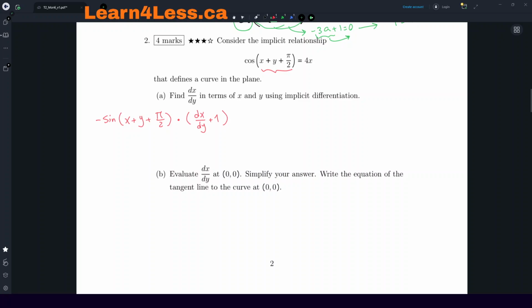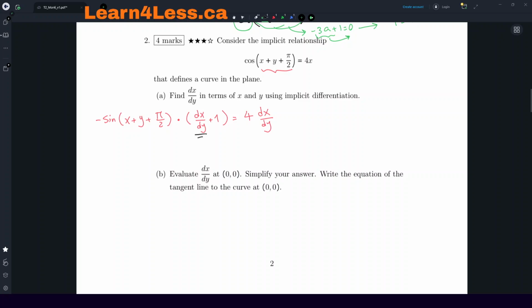So this is the derivative of the left-hand side, and the derivative of the right-hand side would be 4 times dx over dy. The derivative of x is not 1. Don't make that mistake. Derivative of x is dx over dy because we are taking the derivative with respect to y. A little bit different from what we had in the past. So what we want is dx over dy, so let's isolate them.